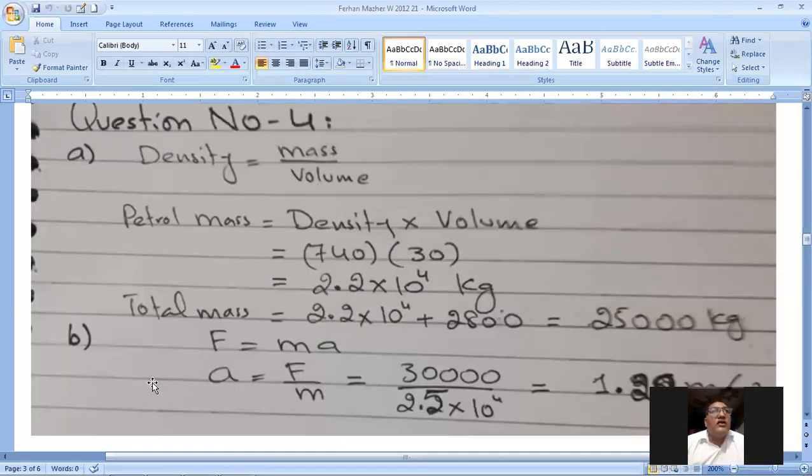So here we go. The density is equal to mass divided by volume. The petrol mass will be equal to density multiplied by volume, 740 multiplied by 30, and the answer will be 2.2 into 10 raised to power 4 kg. So this is the mass of the petrol. His question is, what is the total mass? The total mass will be the mass of the empty lorry plus the mass of the petrol. So add these two masses, and the final answer will be 25,000 kg.